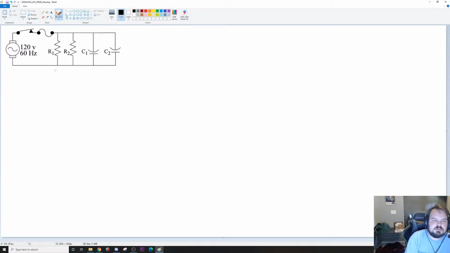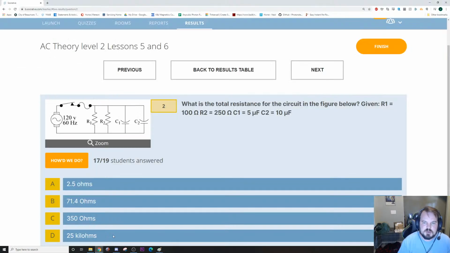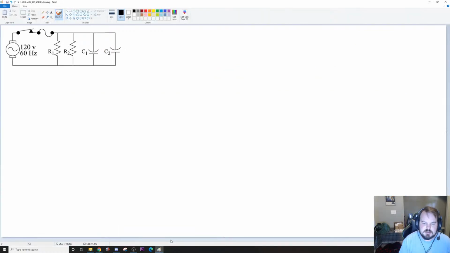So we got. I forgot the numbers at this point. 100, 250, 5, and 10. We got 100 ohms, 250 ohms, 5 microfarads, and 10 microfarads. Let's start with the resistance, because you can't just smash all this together in one equation. The resistance is going to be the reciprocal method, so we're looking for R total.